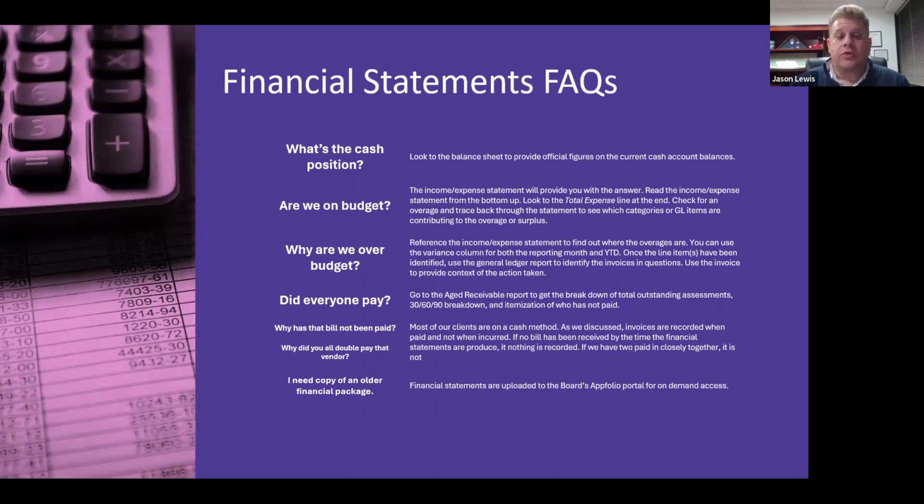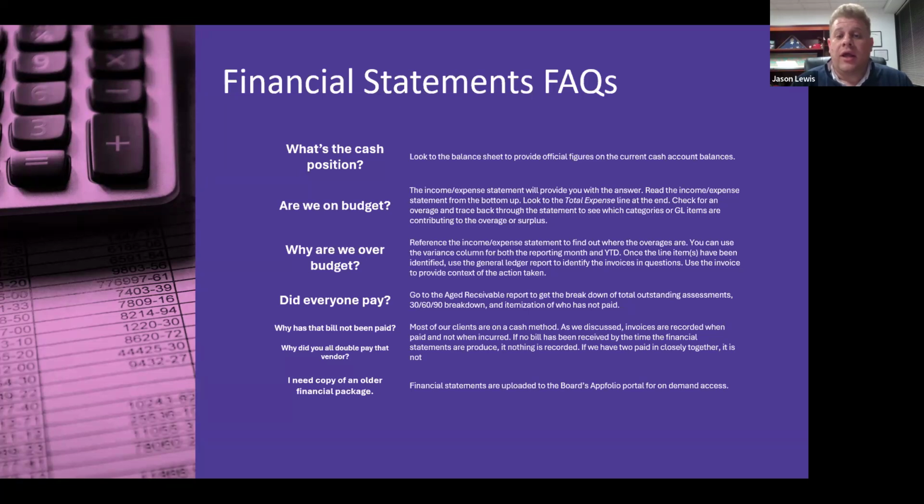Just a little bit of a recap for you all, and then we can recap it also one more time in terms of those. So a lot of times you'll have clients who have questions such as, what's the cash position? That's what you're going to see with the balance sheet. That's the official figures on the current account balances, cash on hand. Boards will ask, are we on budget? Your income and expense statement is going to provide you with that answer. Looking at the total expenses that you have against the total actual expenses that you have in the particular month that we're talking about and reporting for, as well as year-to-date figures.